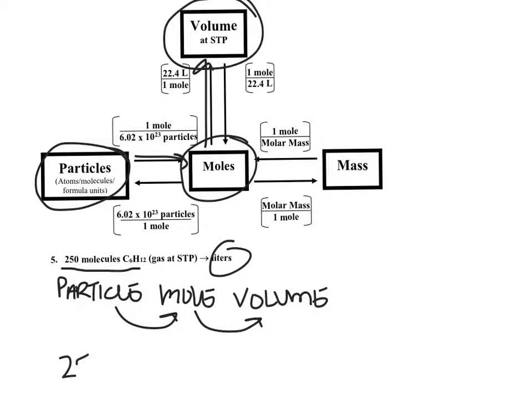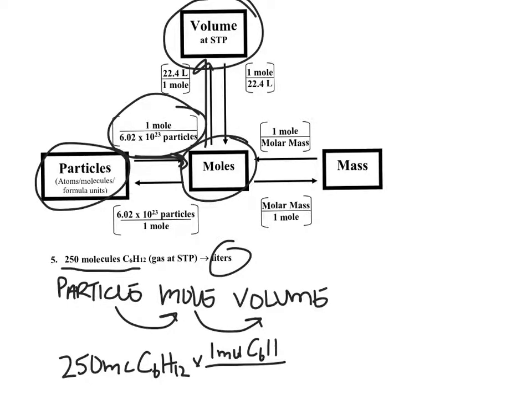So let's put our numbers down. I have 250 molecules of C6H12, okay? I then, starting at particles, am going to go to moles, which means I'm going to use this conversion factor, which is 1 mole of C6H12, over Avogadro's number, which is 6.02 times 10 to the 23rd. And this is molecules, so I'll put MC for molecules of C6H12. Now I like to label everything because eventually when things get a little bit more complex, it'll be easy to see what goes with what. So hang in there, and I recommend you keep doing that.